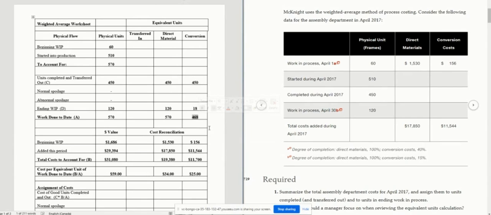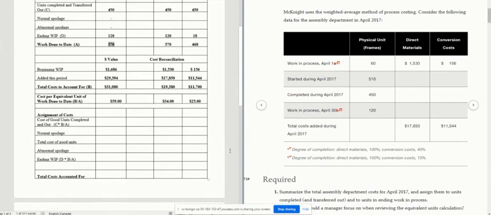So the total cost of making one fully complete good unit is the sum of this plus this. It is not the total cost for the month divided by the total number of units that we touched, because that 570 we did not fully complete. So it wouldn't be a good comparator.